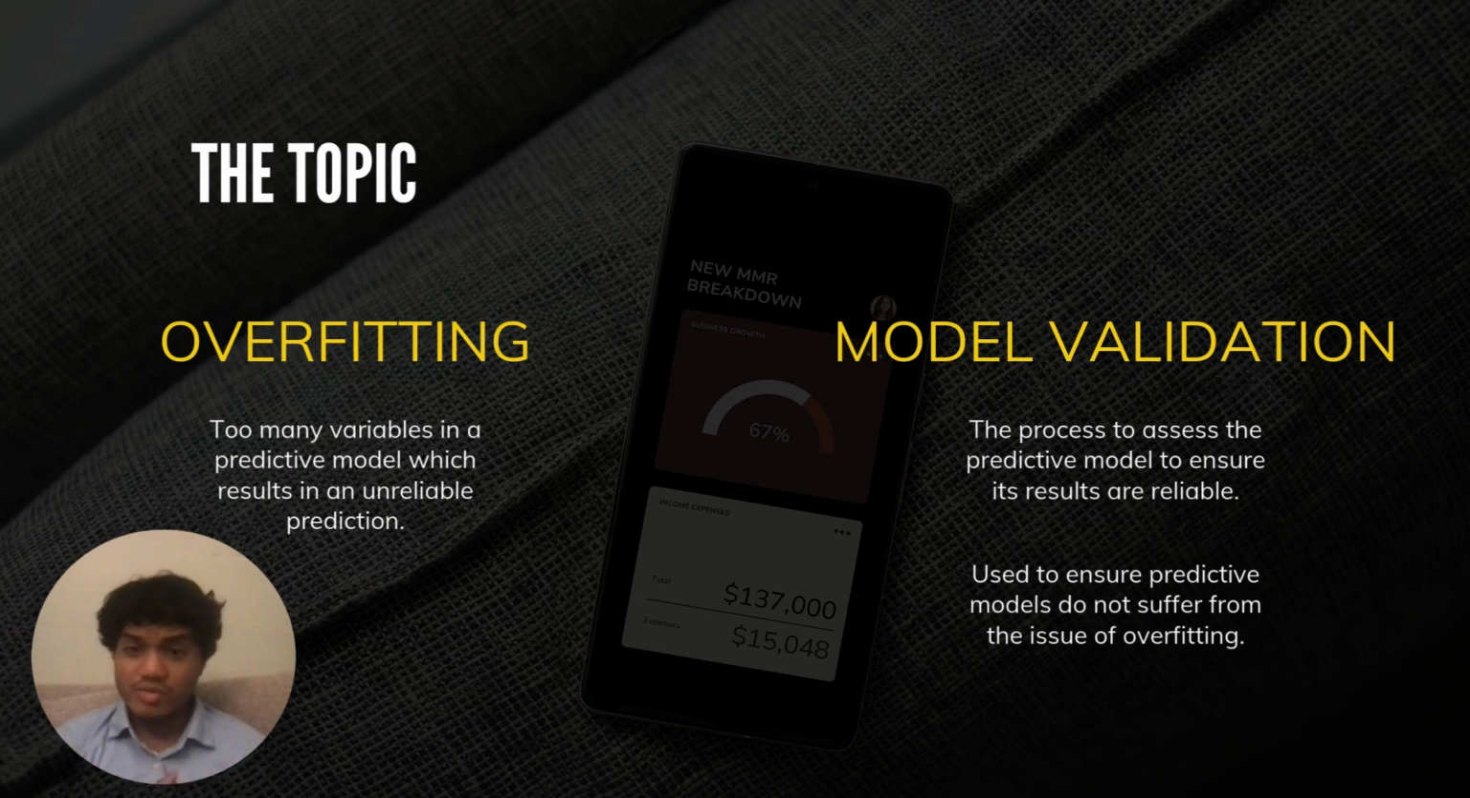Alright, so here's the breakdown of the topic in my own words. Overfitting is when there are too many variables in a predictive model, causing the results to be unreliable, whereas model validation is the way to combat this, where the predictive model is put through a process which allows us to assess whether the results are reliable or not.